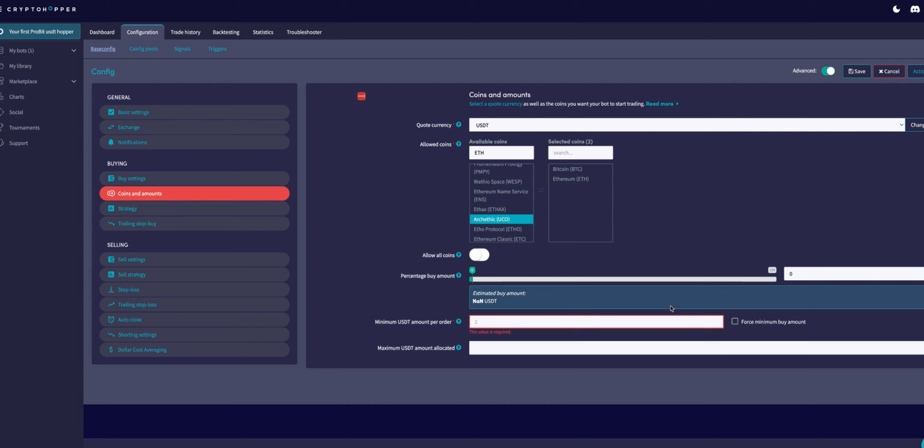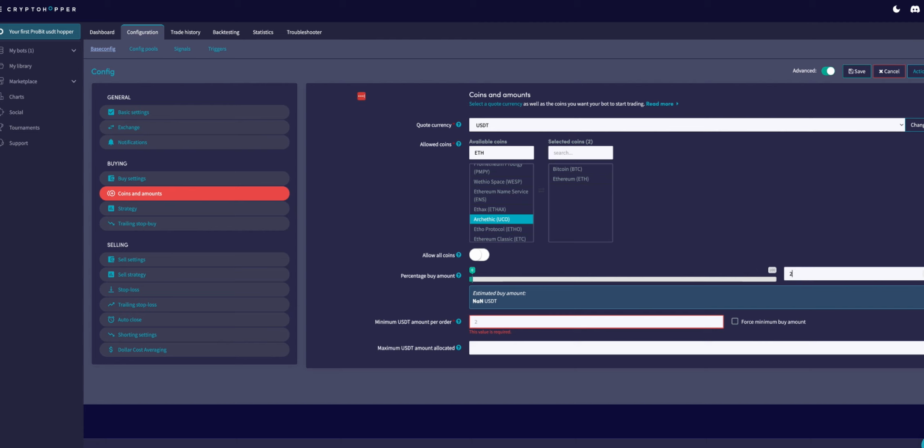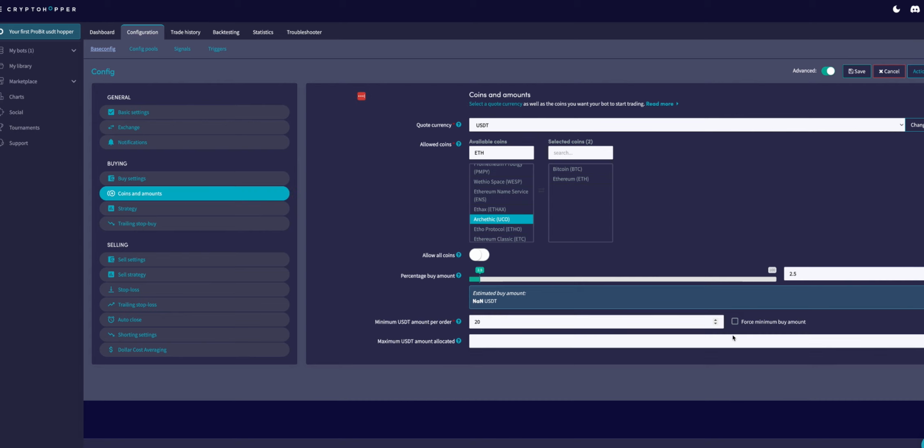Now, when I spoke about wallet sizes and percentage buy amount, this is what I'm talking about here. What I try to do is determine that my percentage buy amount is 2.5% of my total wallet. And the minimum that I'm going to want to spend is $20 per order. I'm going to force this as a minimum buy order. So let's say my maximum amount is $10,000. Well, my percentage buy amount is going to be $250. That's about 2.5% of this amount. But if I have a bunch of trades open and I don't have $250 in the account, it's going to force the minimum buy amount, which is $20.